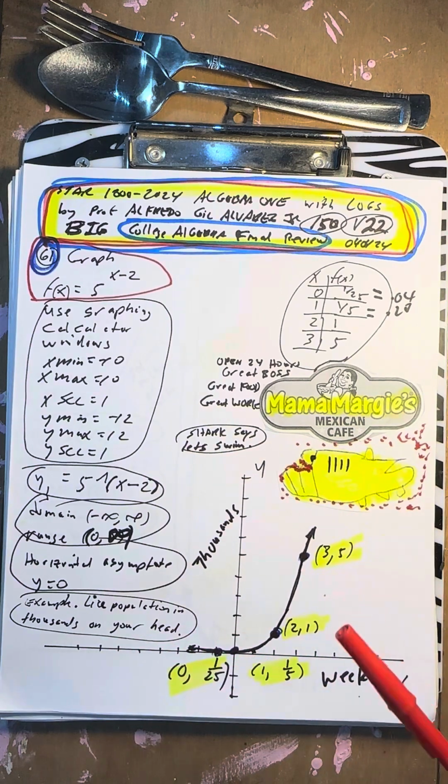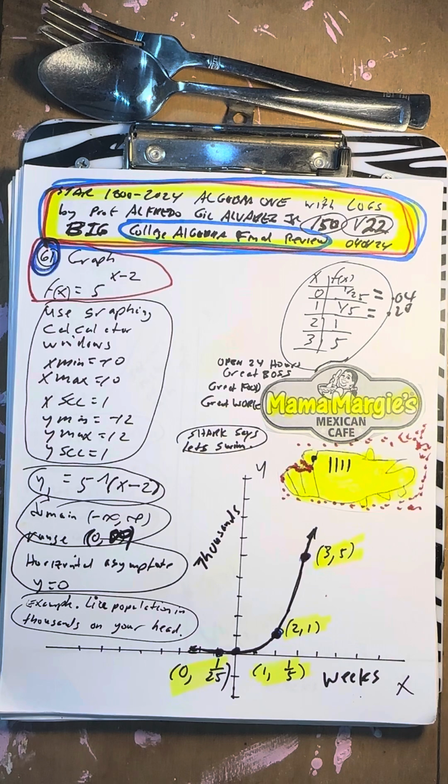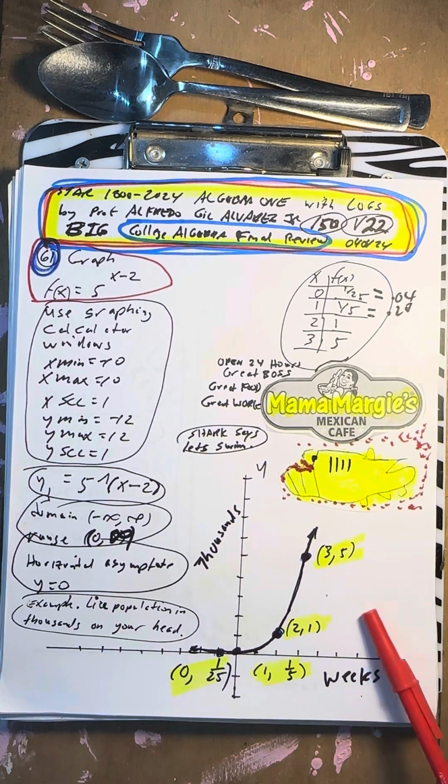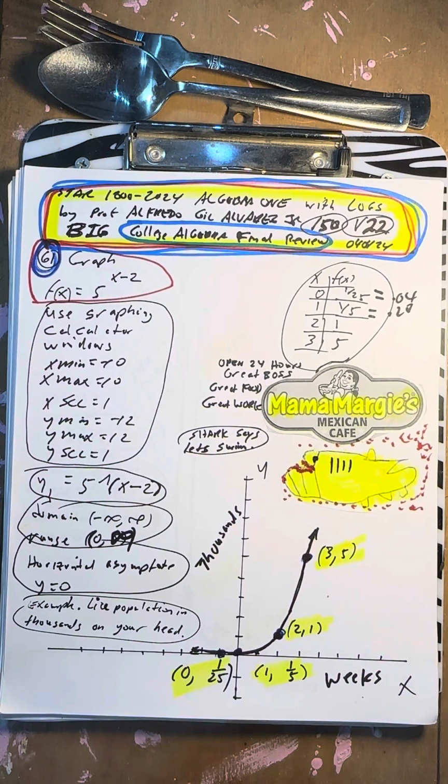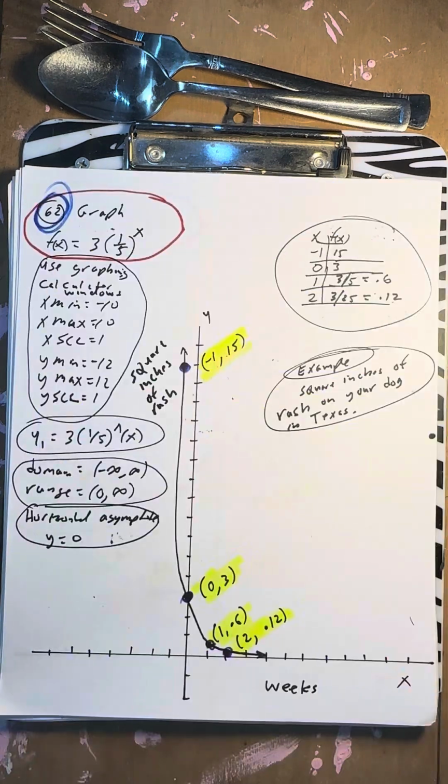What's an example of this? Large population, thousands on your head. How about that? That's kind of scary, huh? Anyways, go to the next question.